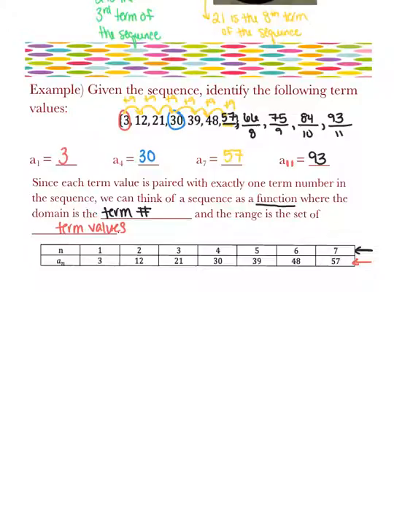So I can highlight that for you guys just in case you didn't see it. So here n, term numbers, are my domain. A sub n, the term values here, are the set of values in my range. And those are the values of the sequence.